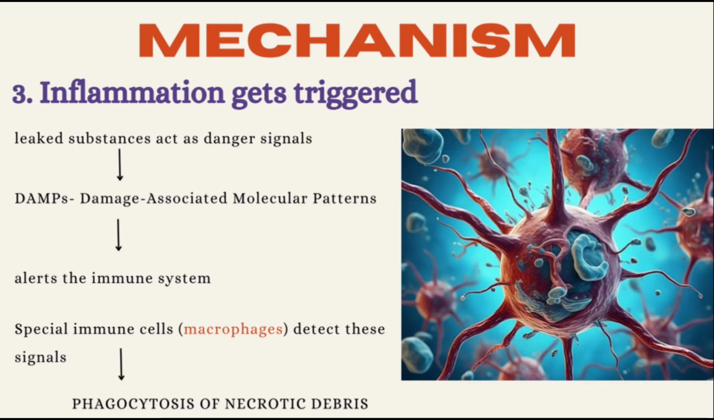These leaked substances act as danger signals, commonly called DAMPs, which means damage associated molecular patterns, that alert the immune system. We know that special immune cells like macrophages detect these signals, which ultimately results in the phagocytosis of the necrotic debris.